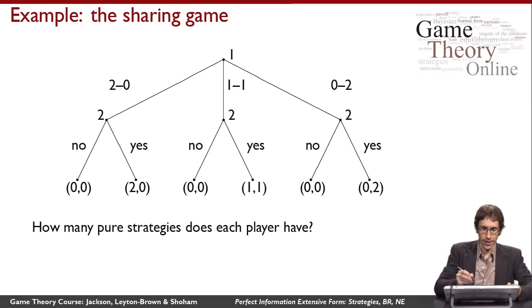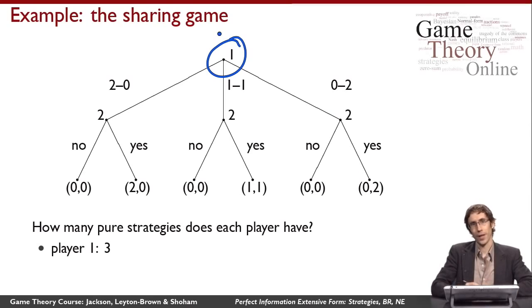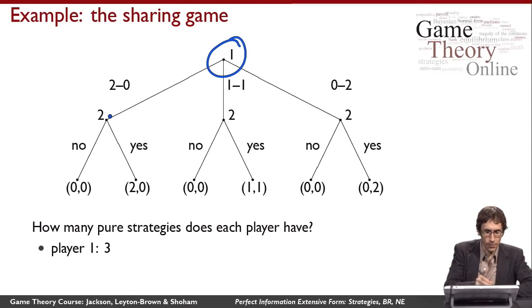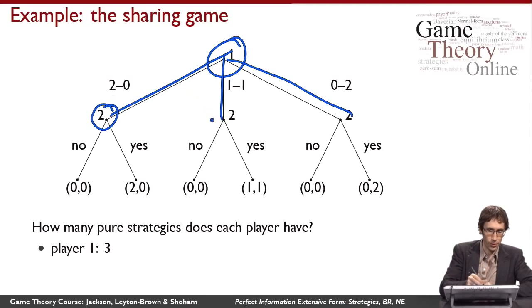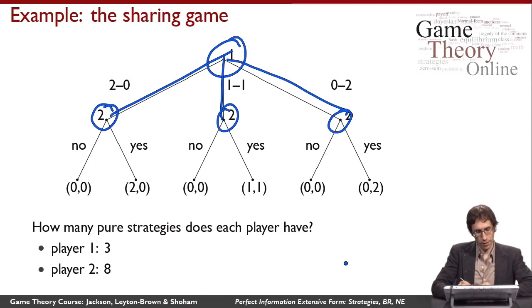Player 1's kind of easy because there's only one choice node for player 1 here. And so player 1 has the three pure strategies that you would expect, taking this action, and this action. Things are a little bit more complicated for player 2 because player 2 has three choice nodes. So the number of pure strategies for player 2 is actually 8 rather than 6. Player 2 has 6 different actions.